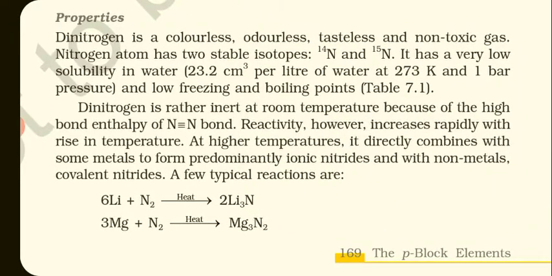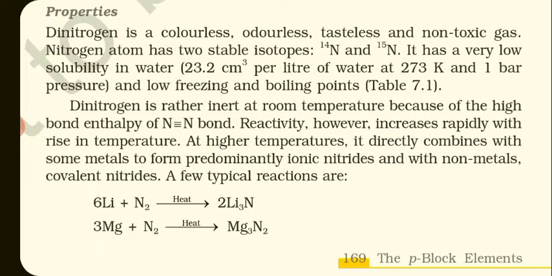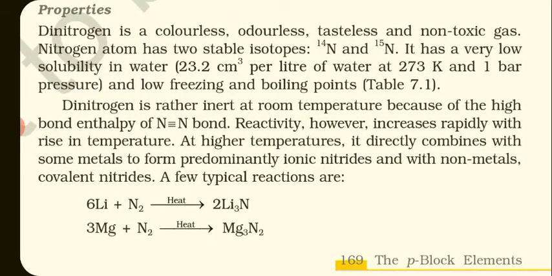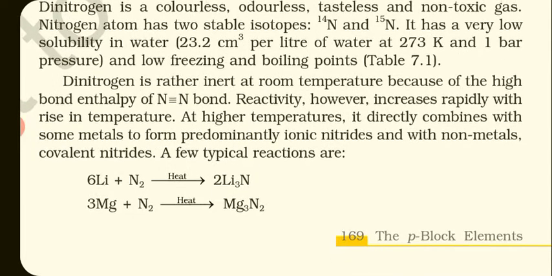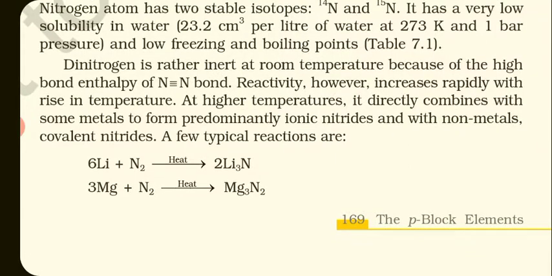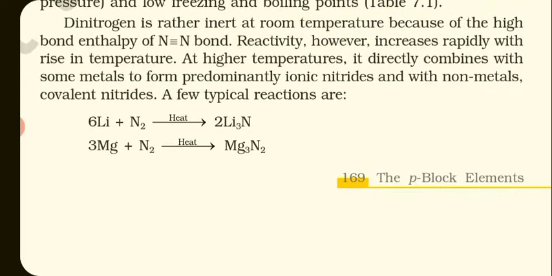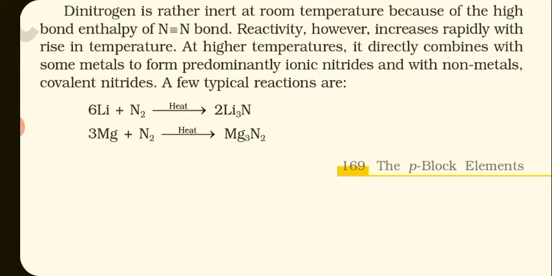Properties of nitrogen gas. Dinitrogen is a colorless, odorless, tasteless and non-toxic gas. Nitrogen has two stable isotopes with mass numbers 14 and 15. It has a very low solubility in water. Dinitrogen is inert at room temperature because of the high bond enthalpy.